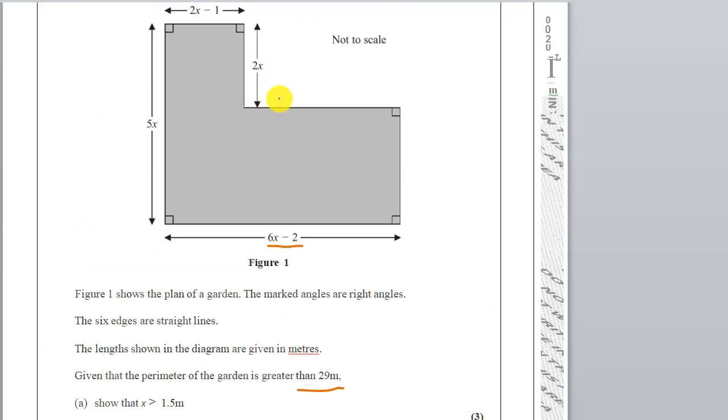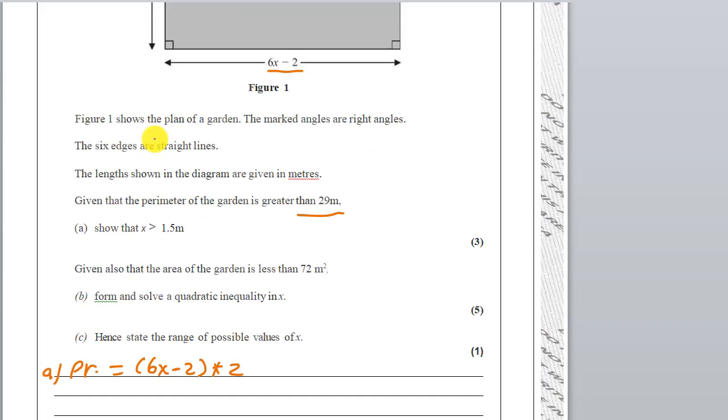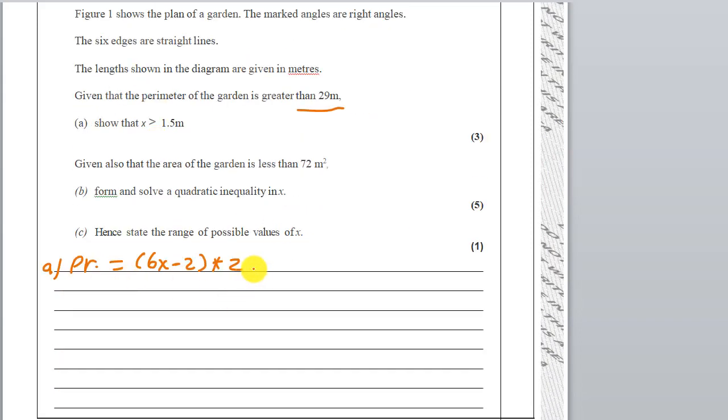1 here, and the two sides 1 and 2. And the second side 5x multiplied by 2, plus 5x multiplied by 2. This perimeter is greater than 29. So we have 12x minus 4 plus 10x greater than 29. So 12x and 10x, 22x minus 4 bigger than 29.